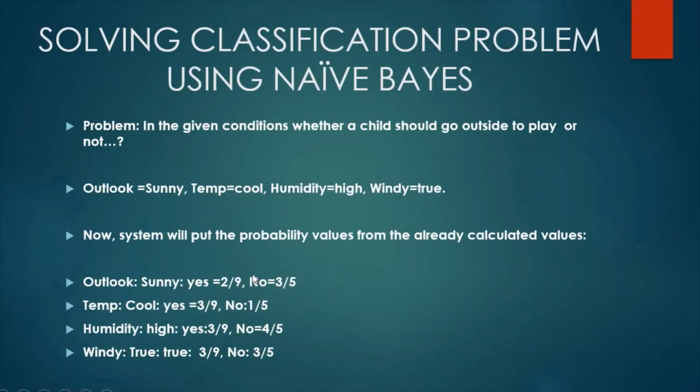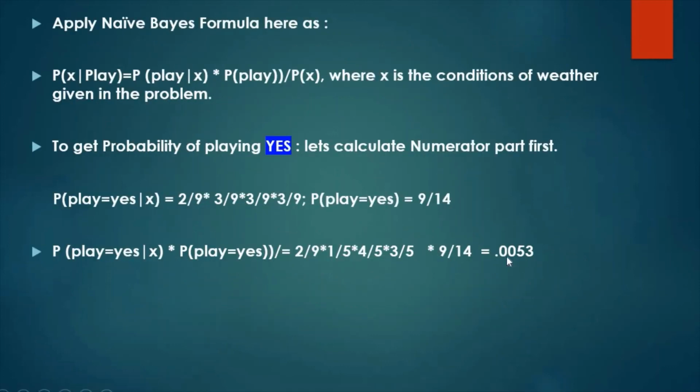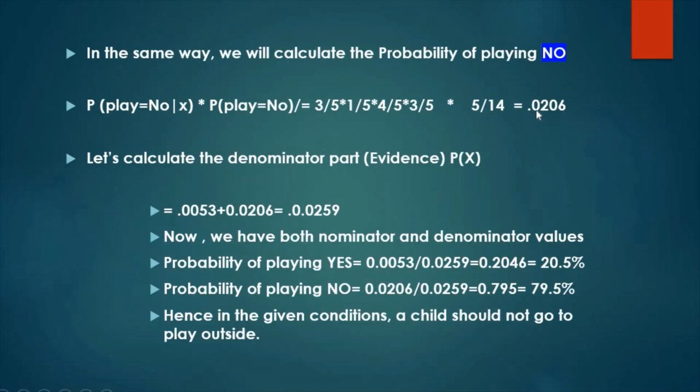So let's calculate the denominator part so that the full equation can be calculated. The evidence can be calculated simply: probability of yes plus probability of no. Summing up both, the probability of yes 0.0053 plus the probability of no 0.0206, and this is the evidence we have calculated. So it is 0.0259.